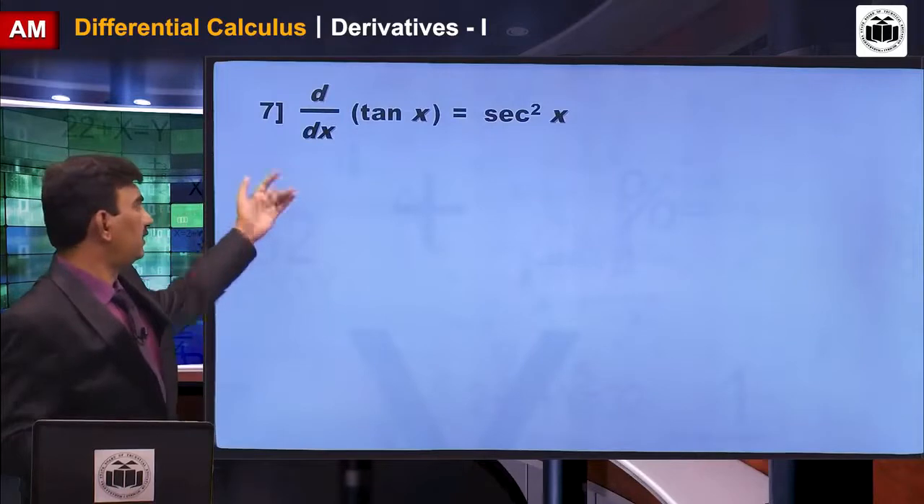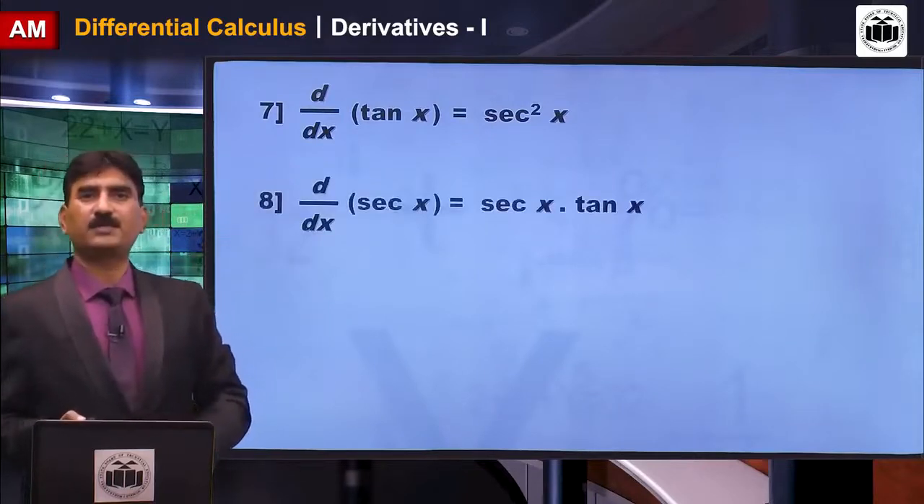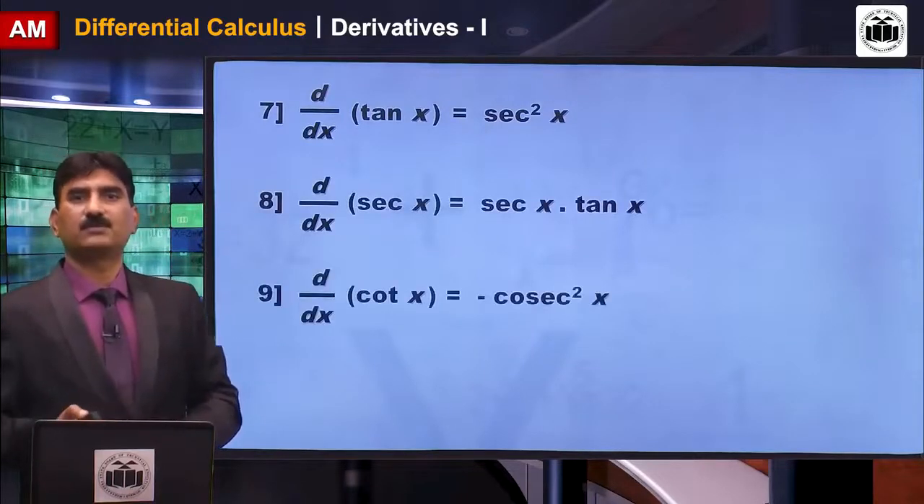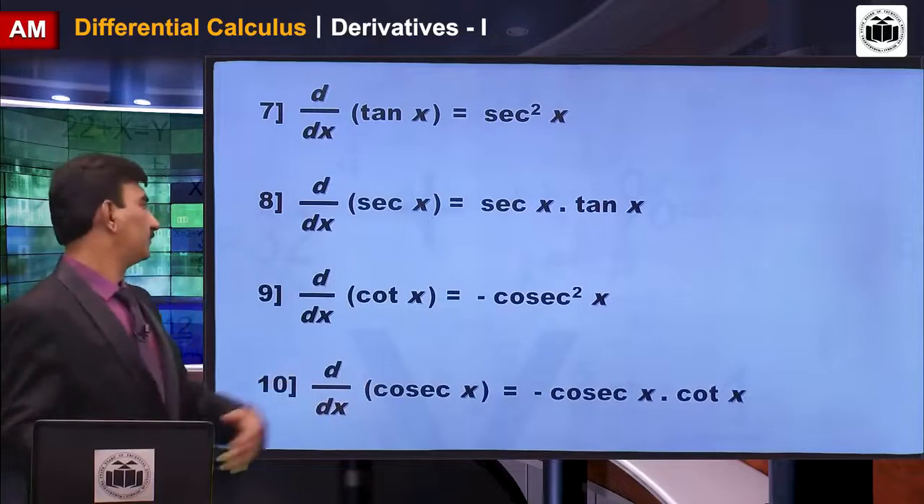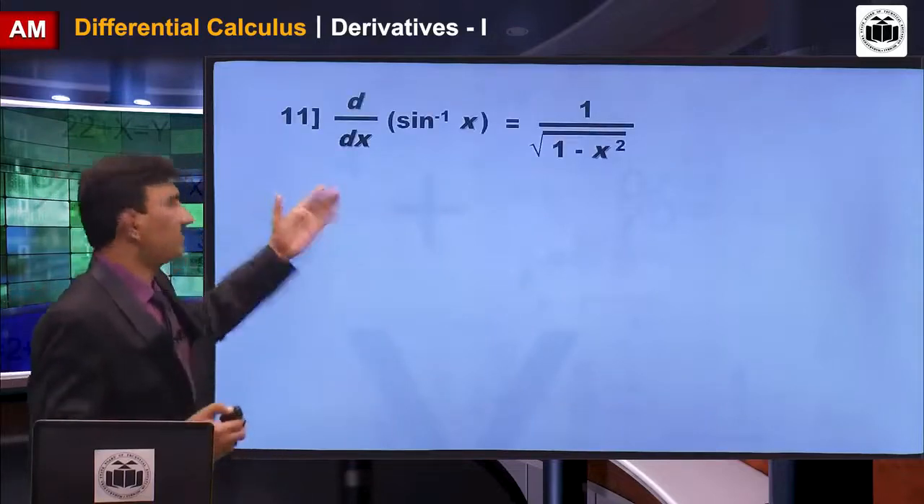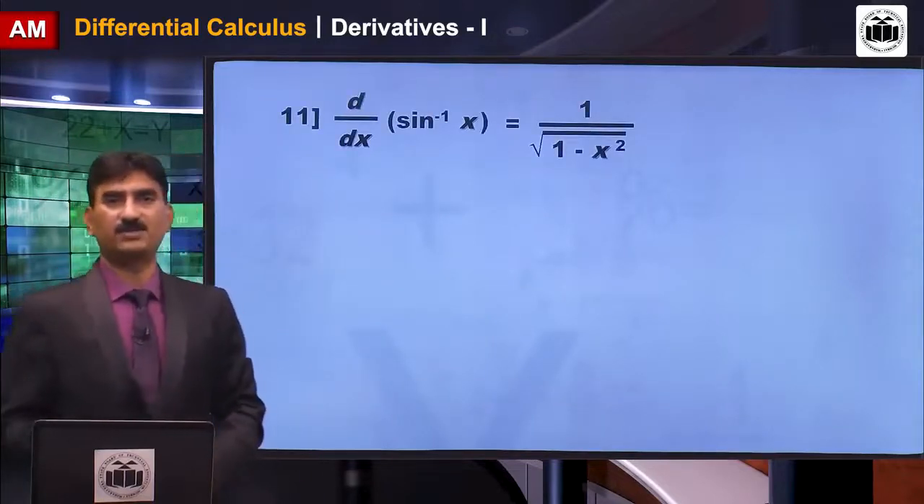Derivative of tan x is sec square x. Derivative of sec x is sec x into tan x. Derivative of cot x is minus cosec square x. Derivative of cosec x is minus cosec x into cot x. And now we have to see the derivative of inverse trigonometric functions.